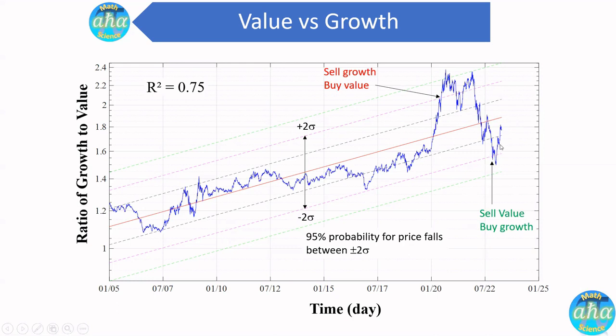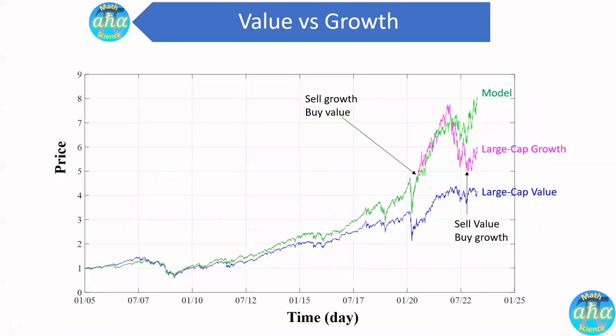So by using this strategy, what will be the performance? Well, we can plot the pink curve is the large cap growth, and the blue curve is the large cap value. Now, when using this strategy, we sell the growth stocks and then buy the value stocks in the middle of 2020, a few months after the bear market during the pandemic. This is when it looks like the growth is outperforming the value too much. So you sell the growth and buy the value.